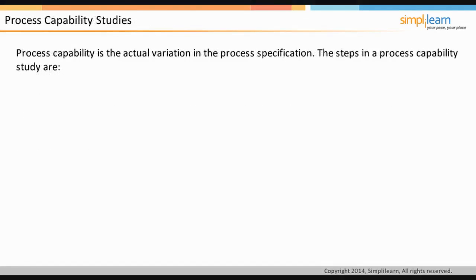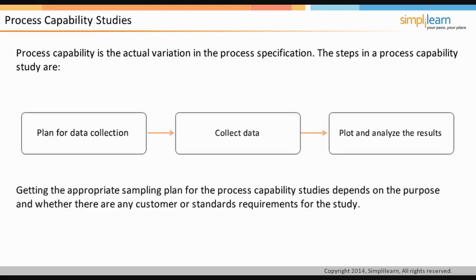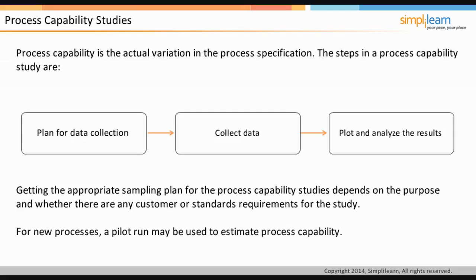Process capability is the actual variation in the process specification. To carry out a process capability study, first plan for data collection. Next, collect the data. Finally, plot and analyze the results. Obtaining the appropriate sampling plan for the process capability study depends on the purpose and whether there are any customer or standard requirements for the study. For new processes or a project proposal, the project capability can be estimated by a pilot run. Let us look at the objectives of process capability studies in the next screen.